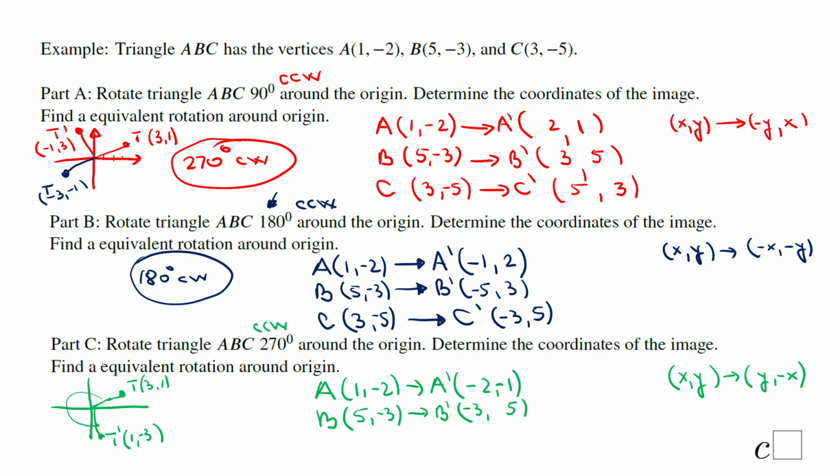Be sure you have some space left and change the sign. Two things, right? Switch and change the sign. C, which is 3 and negative 5. What do we have to do here? Switch them and change the sign for the X. And that's it for this problem.